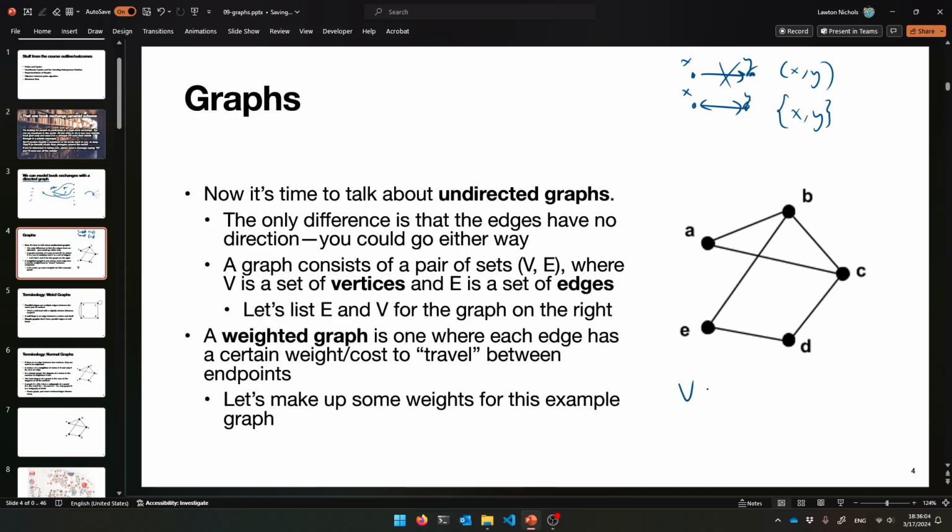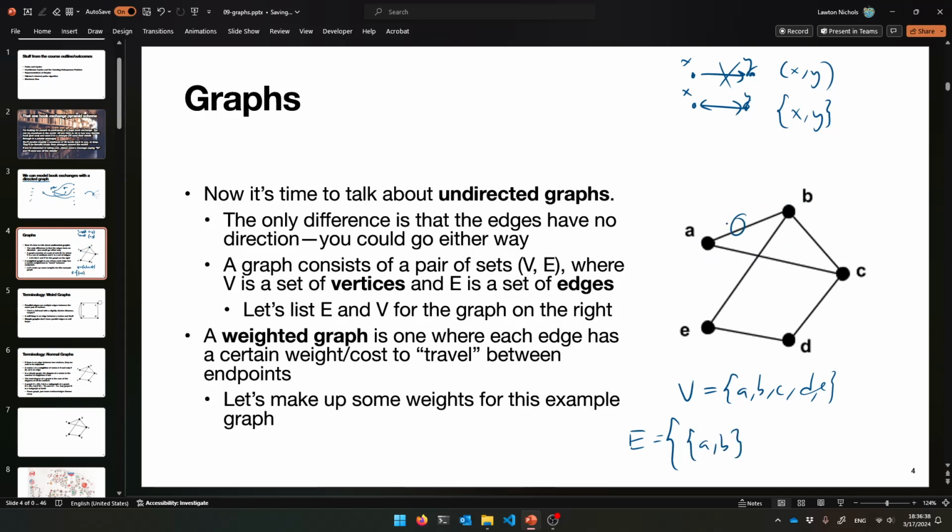V is the vertices, the things that are involved and connected. Those are A, B, C, D, and E. So that's a set: A, B, C, D, and E. Those are our things in the graph. And then the edges, the things that connect the vertices. We have an edge from A to B, so we can represent that. It's a set of edges, and each edge is just a way for A and B to get to each other. And so there's no direction. There's no in that direction or that direction. It's both at the same time. So each edge is just a set of the two things that are connected by that edge.